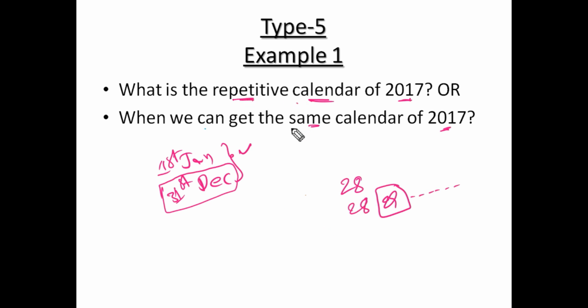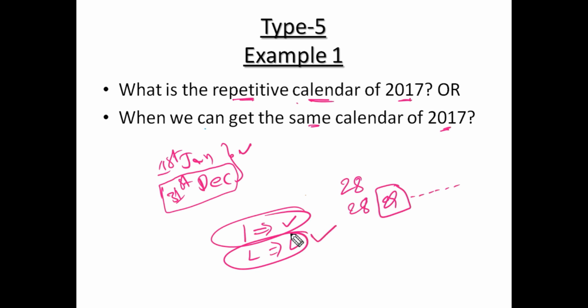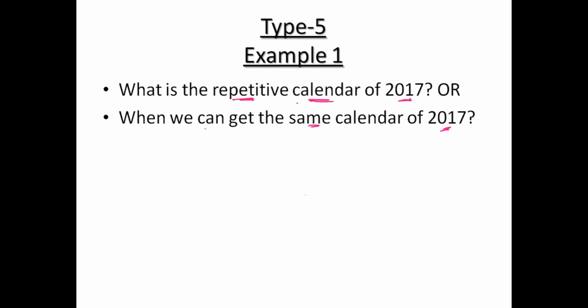For a normal year, the repetitive calendar, the same calendar, must be a normal year only. For a leap year, the repetitive calendar must be a leap year only. If any normal year is given, our answer must be a normal year. If a leap year is given, our answer must be a leap year. Then how to find the repetitive calendar?